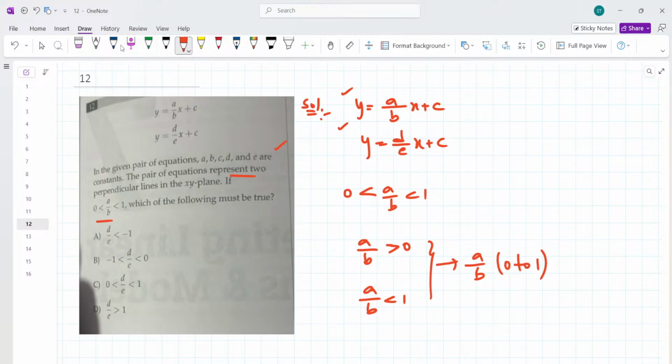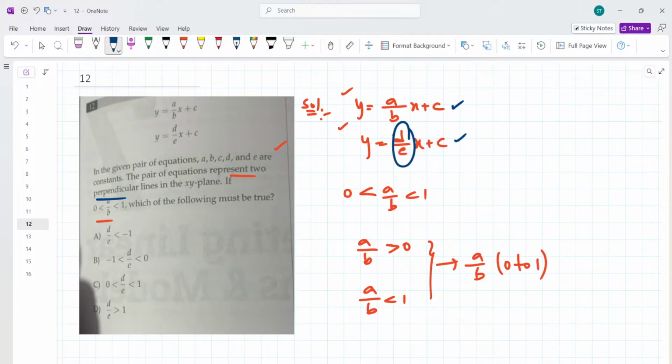From these two we can get the slopes, and the product of the slopes is -1. Obviously they mention here perpendicular. Which of the following must be true? Option A, B, C, D, the D by E value is true. We need to find the value of D by E. So how can we get that D by E value?